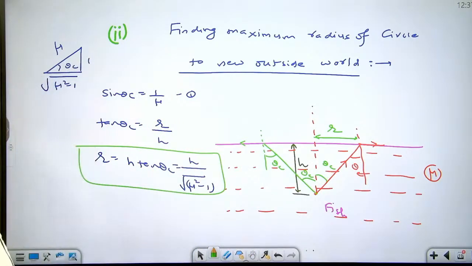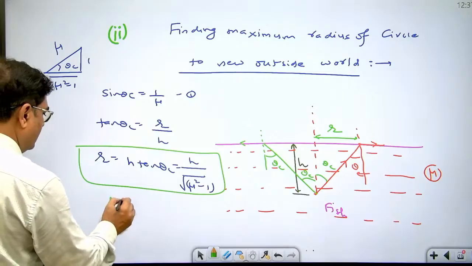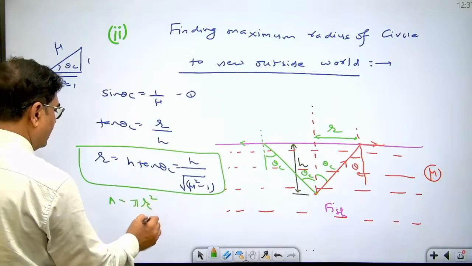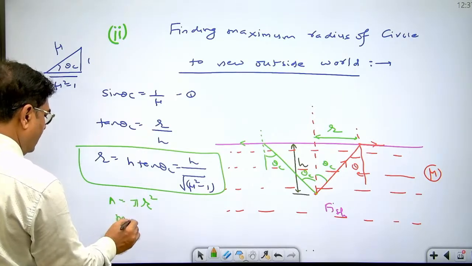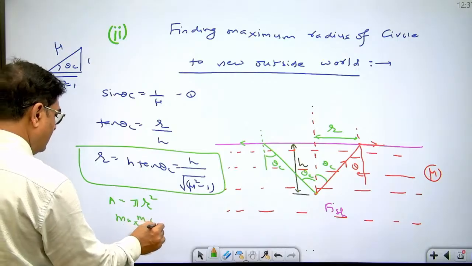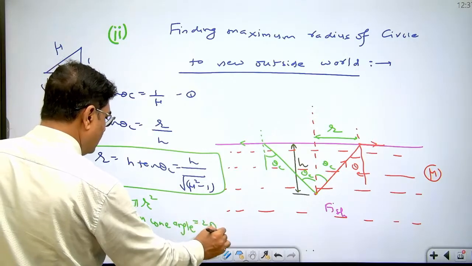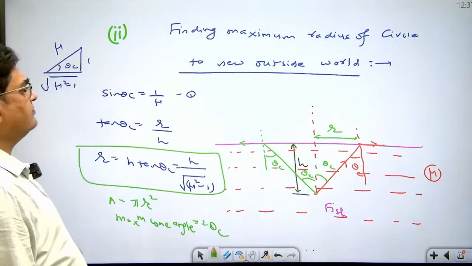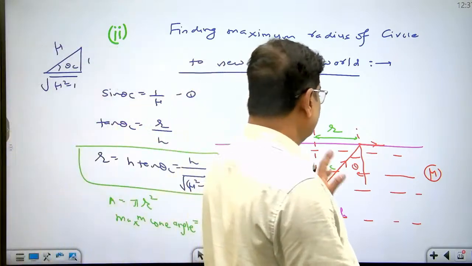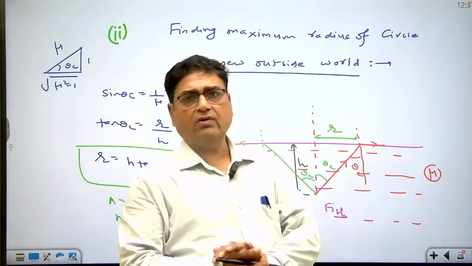If somebody asks for the maximum area, this is pi r square. If somebody asks for the maximum cone angle, this is 2 theta c, okay? So this is the case to view the outside world.